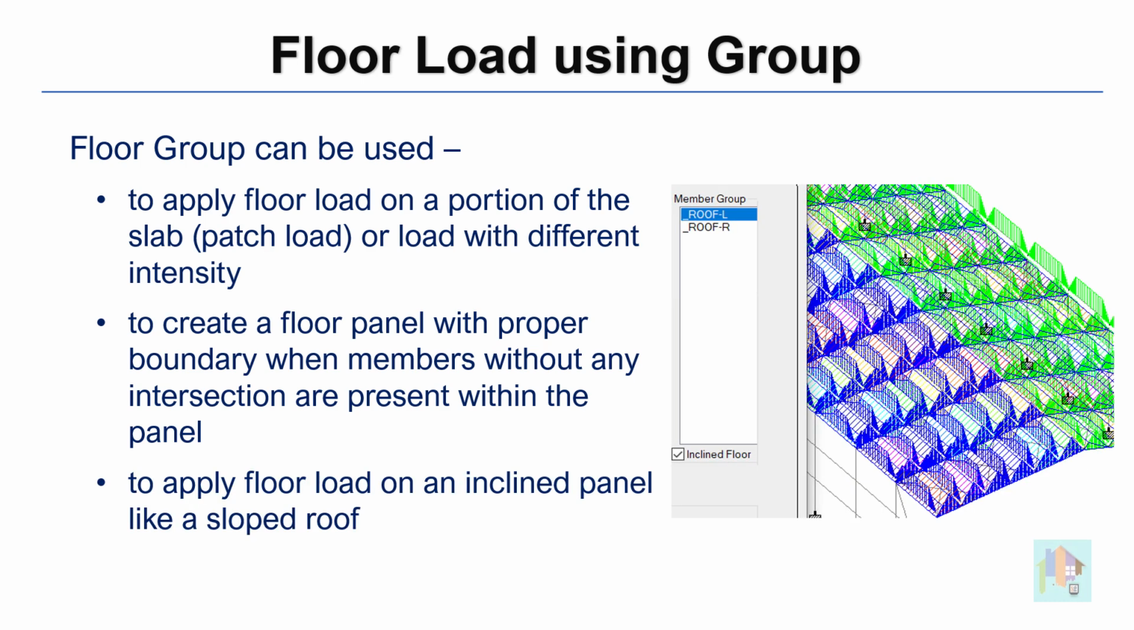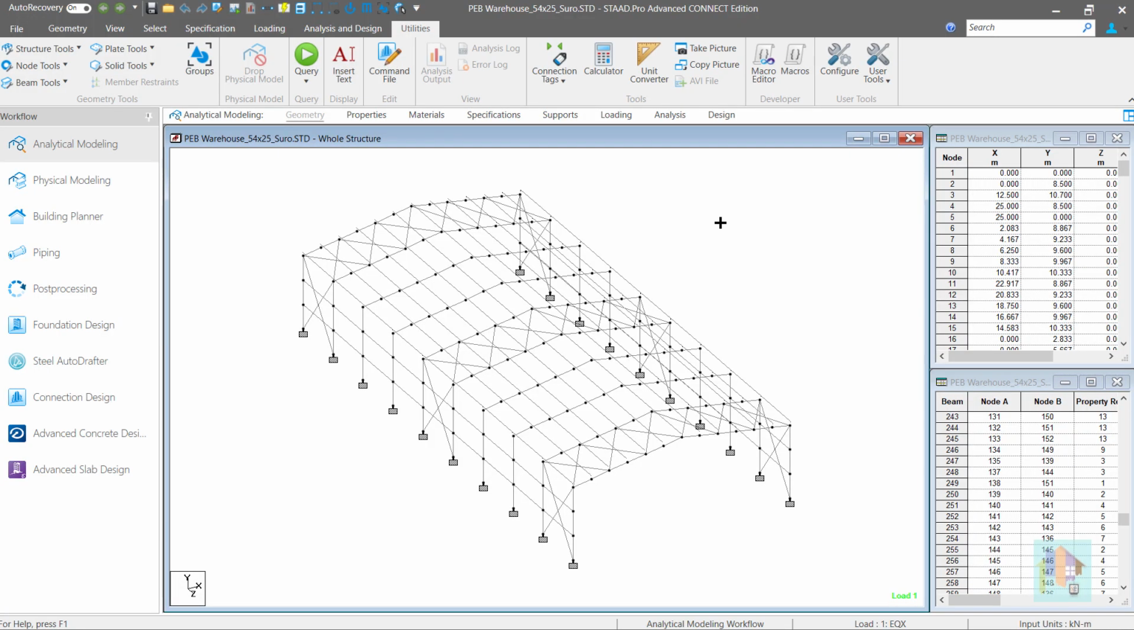And not only that, do you know, using a floor group, we can apply a floor load on an inclined panel like on the roof. I will discuss the load assignment in the next video. Let's start with the member group.